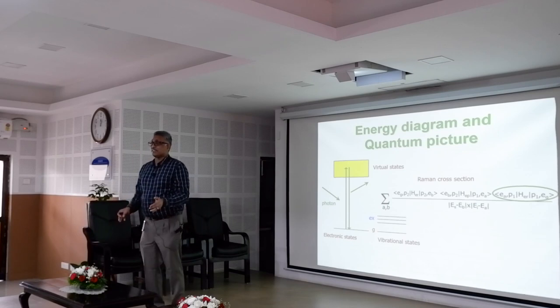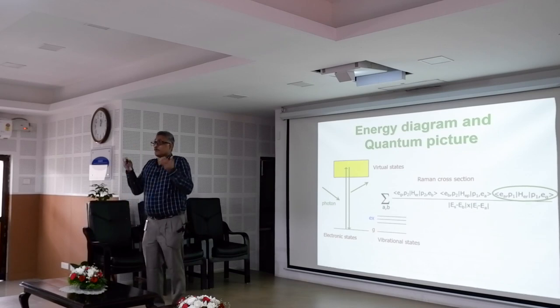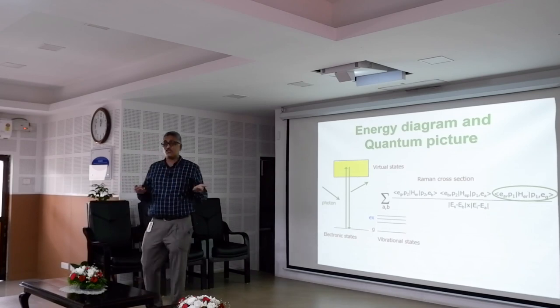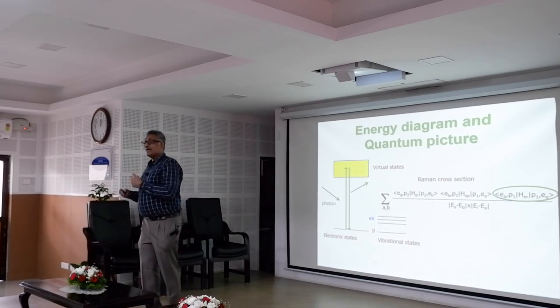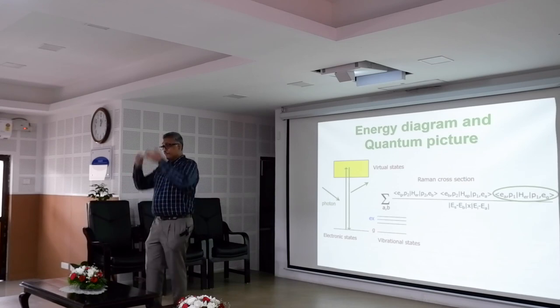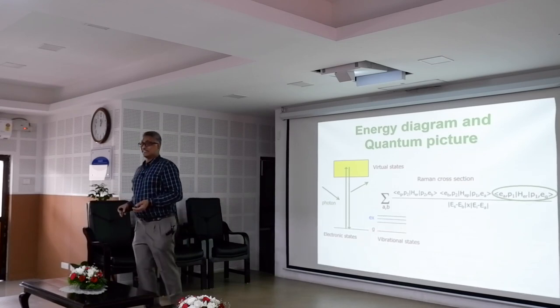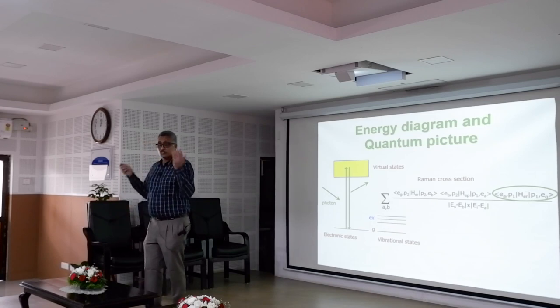That's instantaneous, and that's why it is 10 to the power of minus 15 seconds or less. So you know that fluorescence is 10 to the power of minus 6, but this is 10 to the power of minus 15, very fast. So the electron will immediately come down, and that's the elastic scattering.